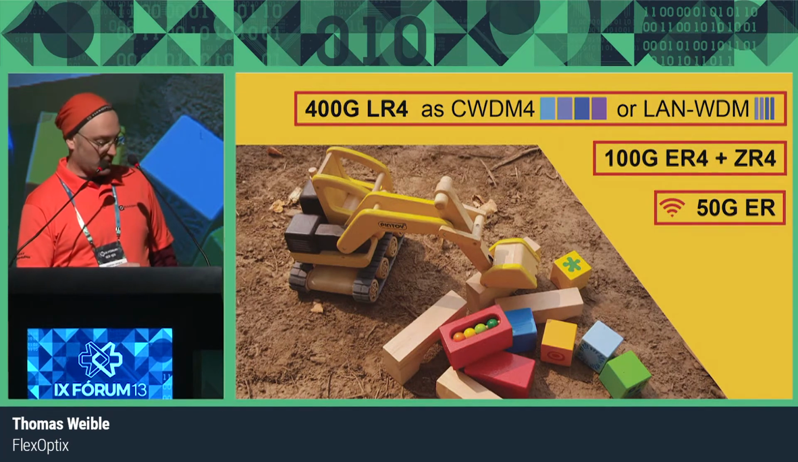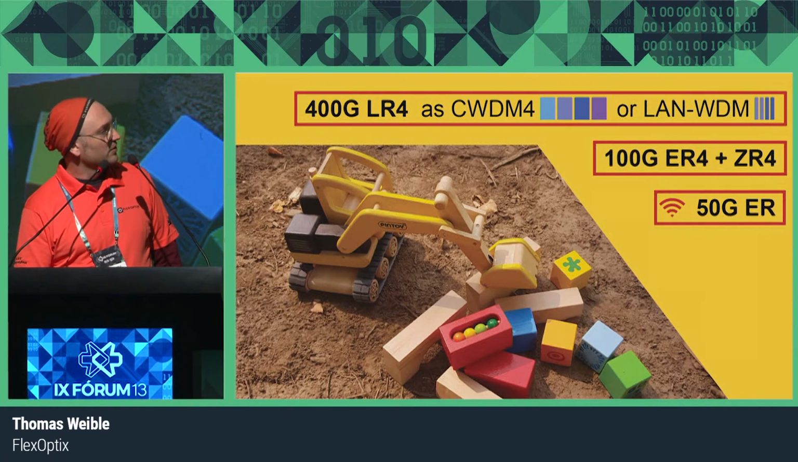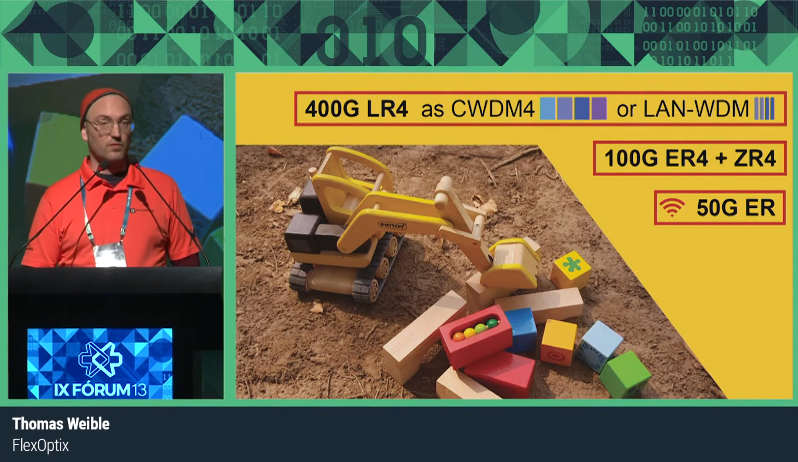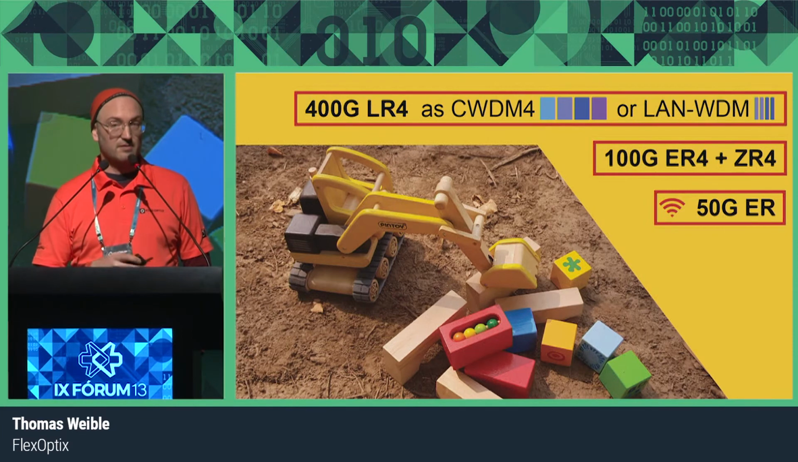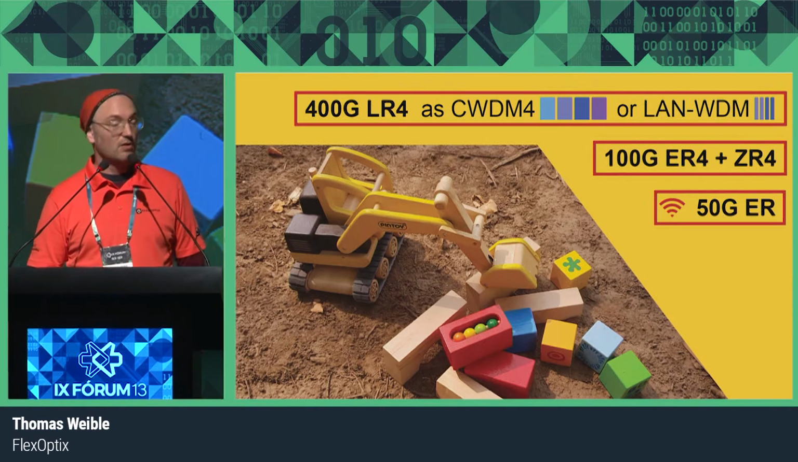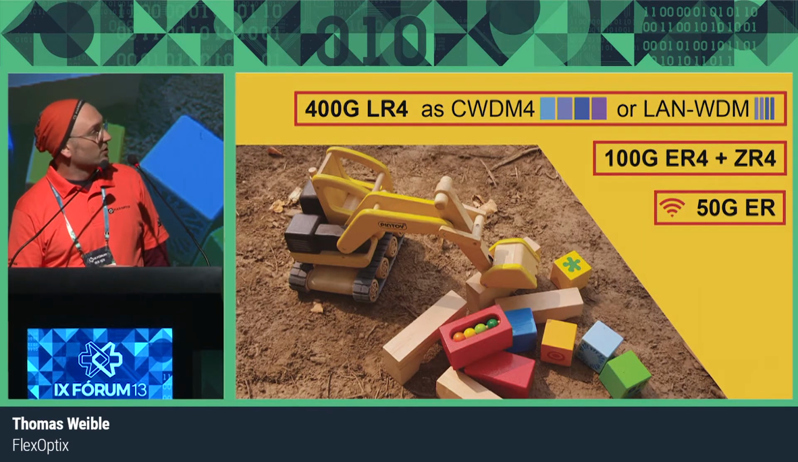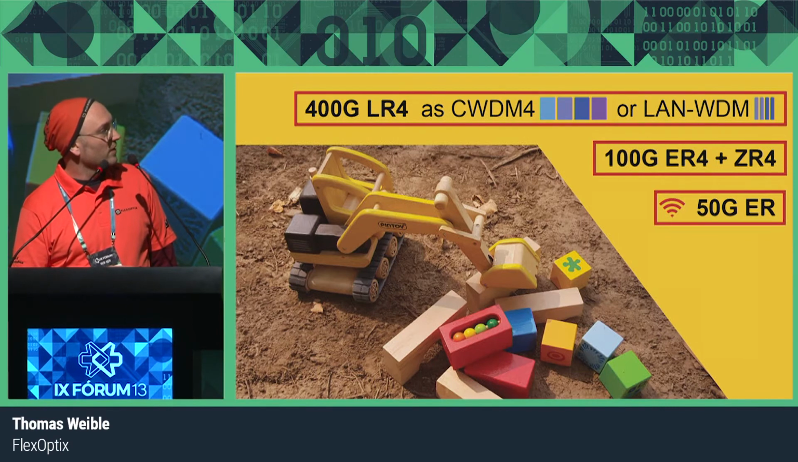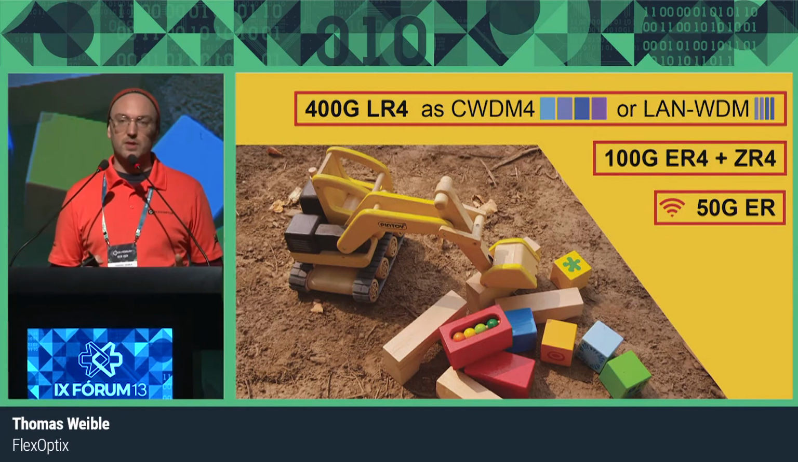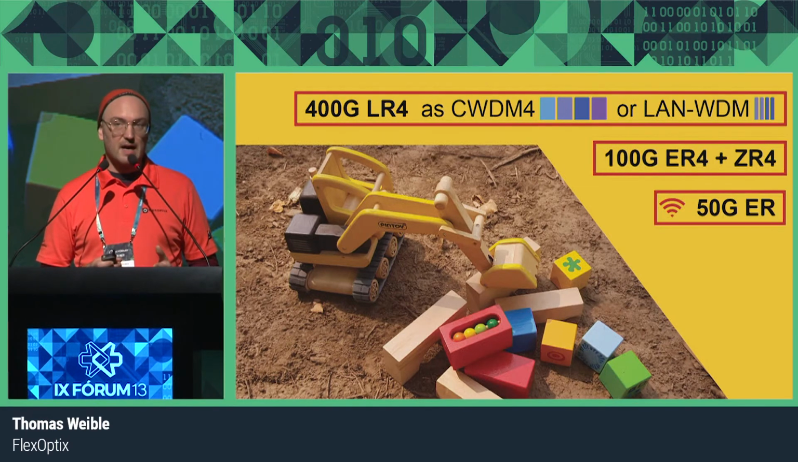Either they will jump to the LAN WDM, which is well known from 100 gigabit LR4, with 5 nanometer spacing of each wavelength, or they will jump to the CWDM4 wavelength grid, which has a 20 nanometer spacing of each wavelength next to each other. I think it won't be sorted this year, and hopefully it will be sorted next year, that there will be a defined standard, either 20 nanometer spacing or 5 nanometer spacing.